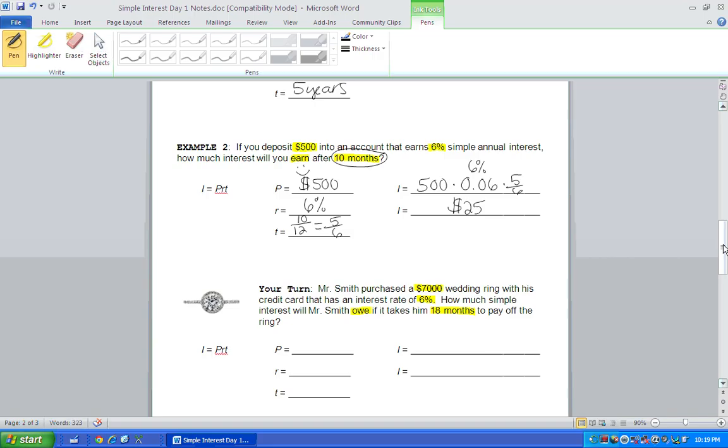All right, now boys, you're probably not thinking about this now, but maybe someday down the road you're going to get married and you're going to have to save for a wedding ring. So this is an example of that.